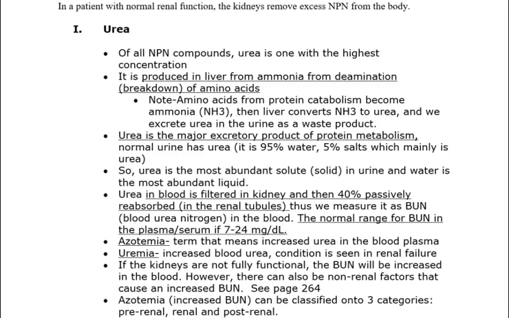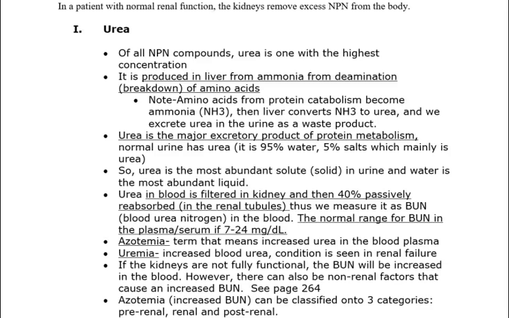Urea in the blood is filtered by the kidneys, and then about 40% is passively reabsorbed. Thus, we measure what is called the BUN, which is the blood urea nitrogen in the blood. The normal range for the BUN in plasma and serum is anywhere between 7 and 24 milligrams per deciliter.